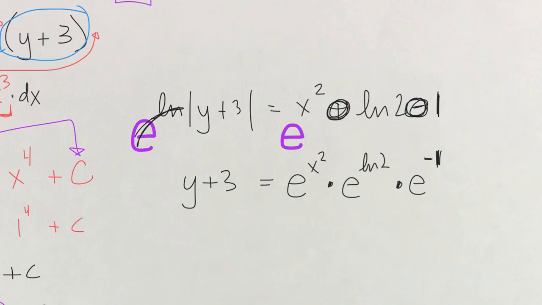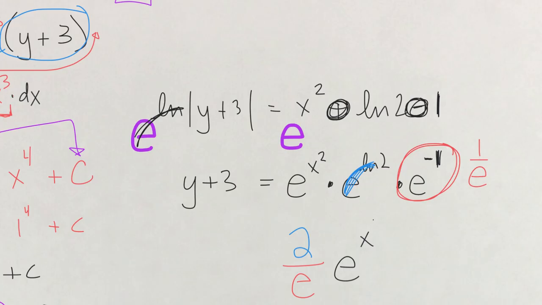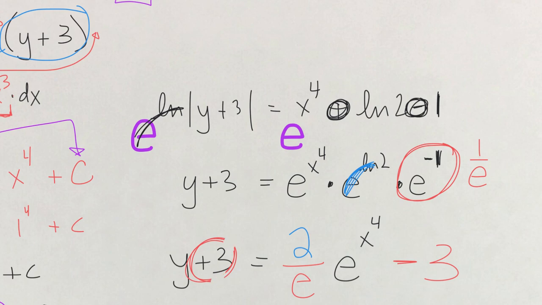So when we simplify this, e to the natural log cancels out, and we get a 2 as an exponent. I can rewrite e to the negative first power as 1 over e. So that's going to be 2 over e times e to the x to the 4th power. That's what the right side will simplify to. And then our last step is to minus 3. That comes after and becomes our final equation: 2 over e times e to the x to the fourth, minus 3.